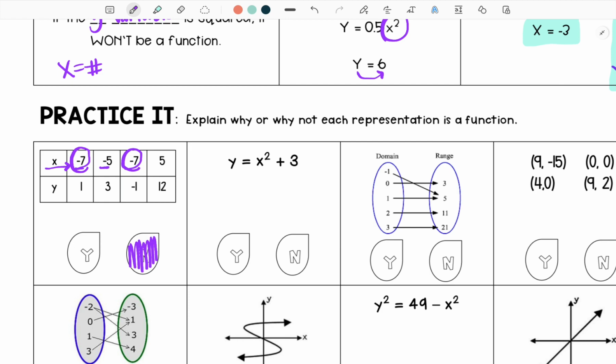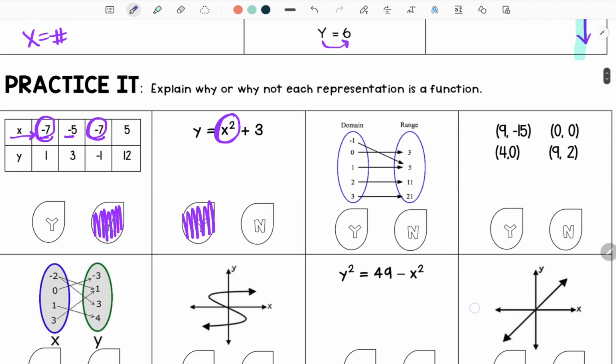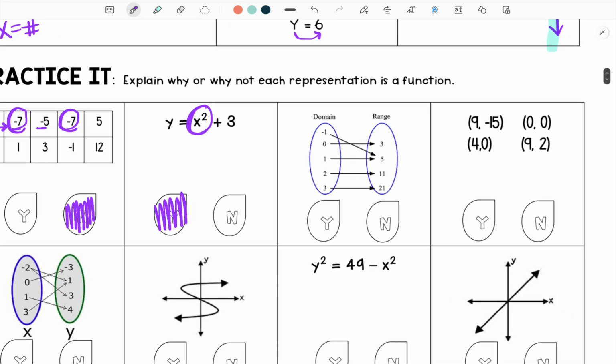Okay, remember with an equation, the x can be squared, but the y cannot. So since this is x squared, this is a yes. It's because the y is not squared, and it's not x equals a number, so it is a function. Okay, with a mapping diagram, I'm looking to see that there is only one arrow leaving each of the x values. Since there's only one line coming out of each value, this is a function.